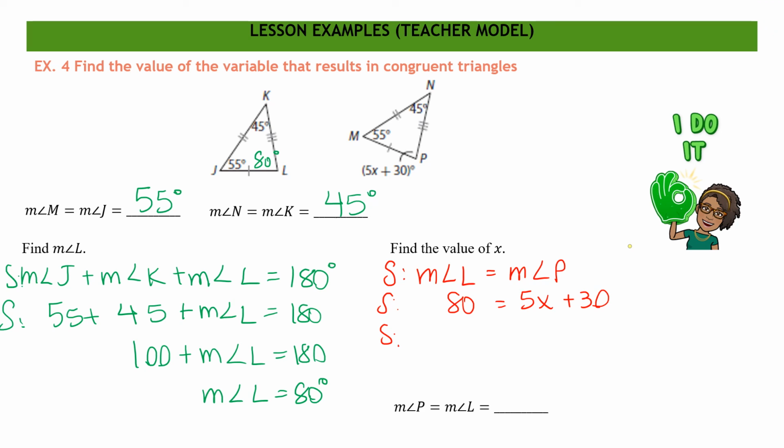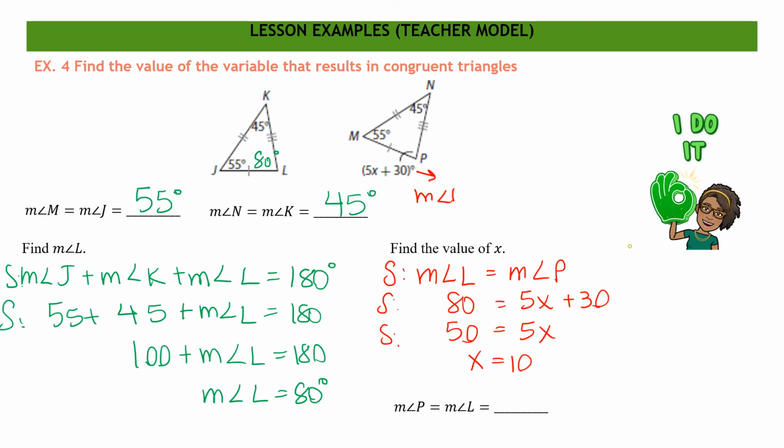And now we're just going to solve for X. So if I subtract 30 on both sides, I get 50 equals 5x. Divide both sides by 5, so I get X equals 10. But how can I know for sure the value of X is 10? Well, let's figure out what the value of P actually is.